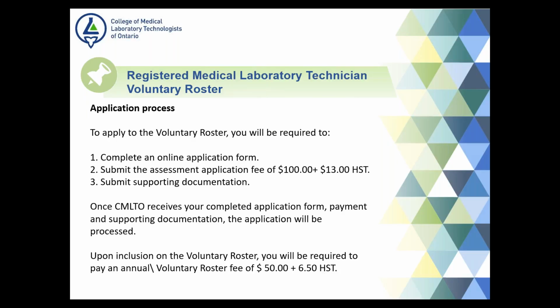So what does the application process look like? Well, to apply to the voluntary roster, individuals complete an online form, and I'll talk more about that in a moment, submit an application assessment fee of $100 plus HST, and submit their supporting documentation. Once CMLTO receives the application form, payment, and supporting documentation, the application is processed, and individuals are notified if they meet the criteria that they will have to pay the annual voluntary roster fee of $50 plus HST. And that $50 plus HST is renewed every single year in April on an ongoing basis.